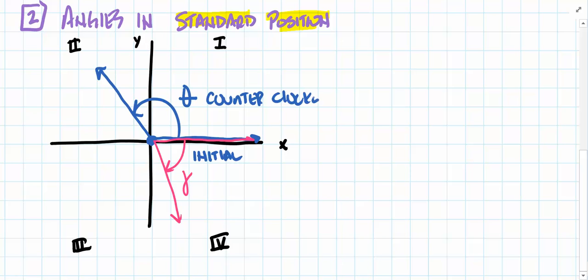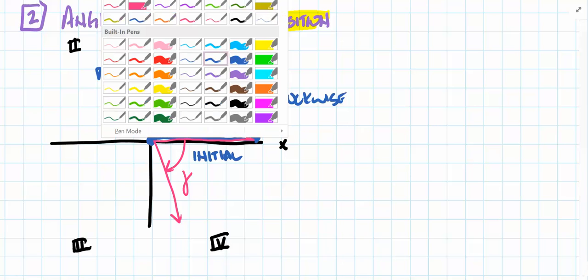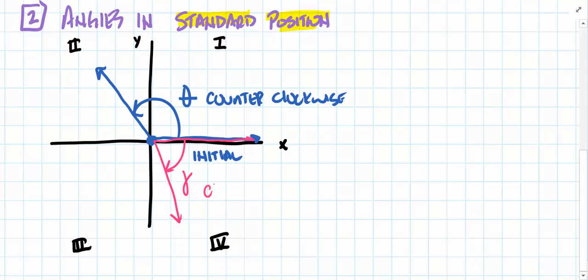Okay, that means that lowercase lambda there moves clockwise. Now, one of these angles is a positive angle. One of these angles is a negative angle. All right, think about the quadrants and talk to your neighbor. Which one do you think is positive? Which one do you think is negative? Lambda or theta? What do you think? Which one's positive and which one's negative?